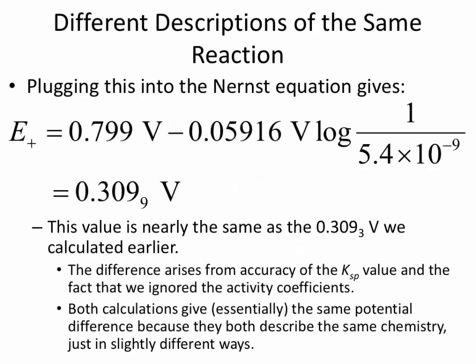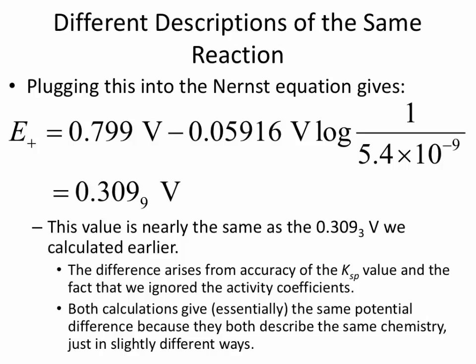Now plugging this into the Nernst equation then gives us this equation where again we've plugged in our silver ion concentration here, and when we work out the math we get 0.309 volts. Now this value is nearly the same as the 0.309 volts we calculated earlier, and note here that we have a slight difference in this subscripted number that's basically past our number of sig figs. And that difference arises from the accuracy of our KSP value and the fact that we ignored the activity coefficients.